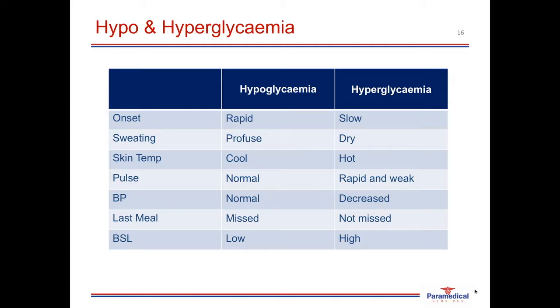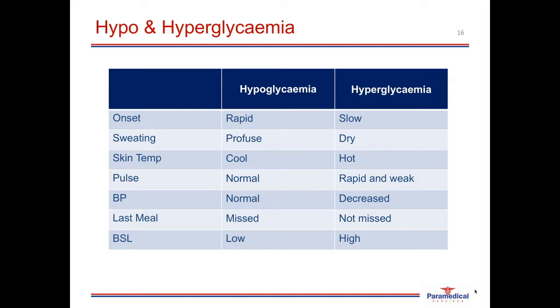Just some differentiation between hypoglycemia and hyperglycemia. With onset of the condition, it happens rapidly in hypoglycemia, but it happens very slowly and builds up over time with hyperglycemia. Sweating may be profuse in the hypoglycemic patient. Just think diabetic shock or insulin shock, that's the other name for it.